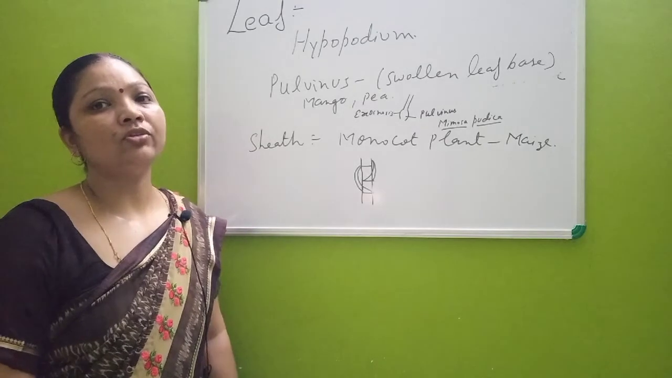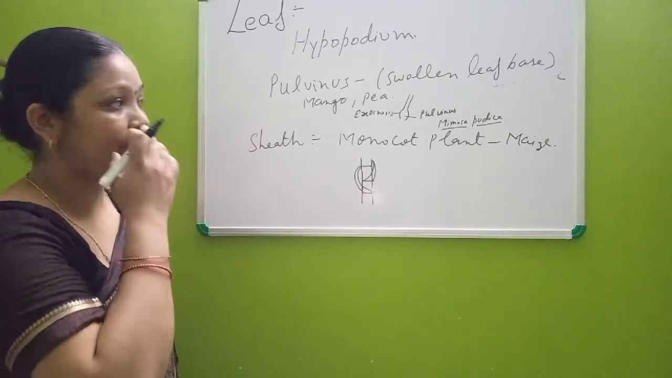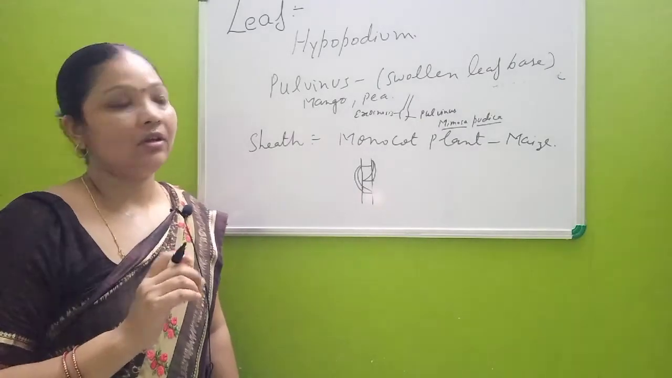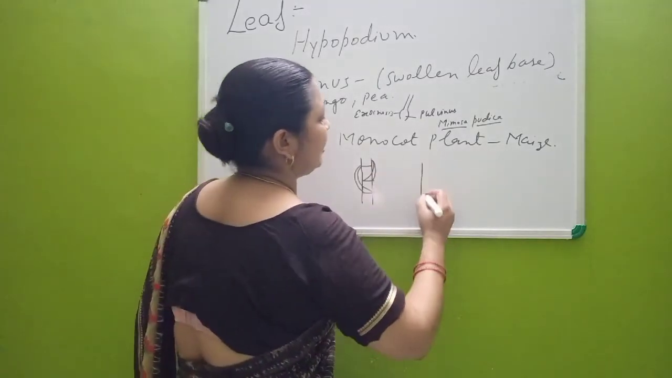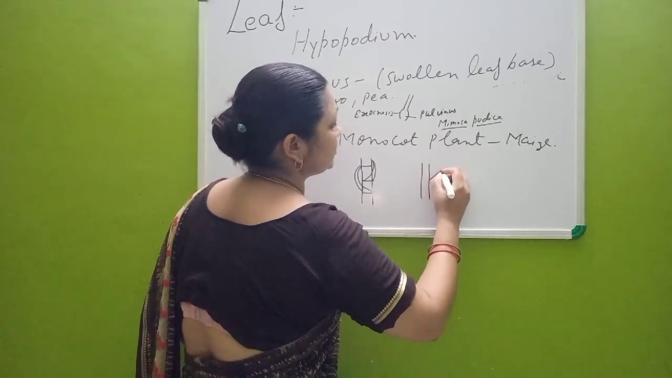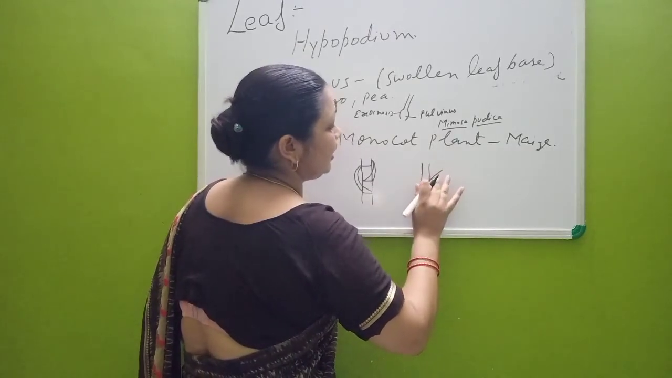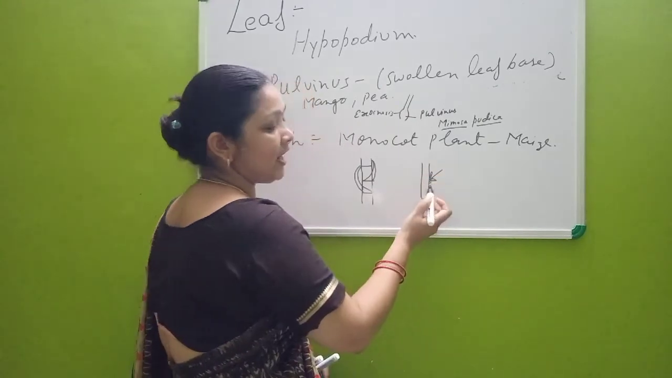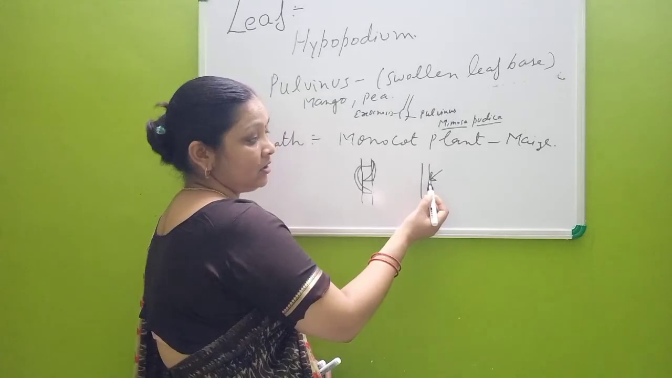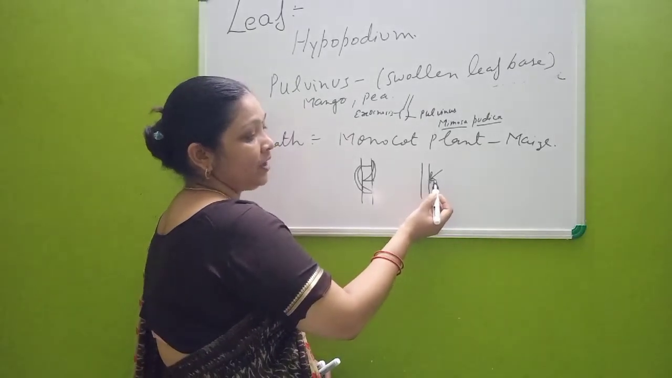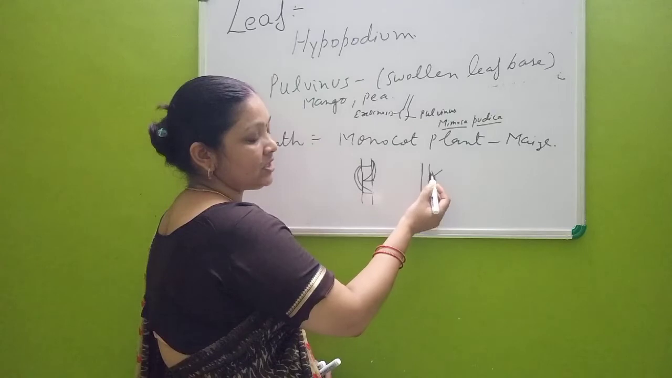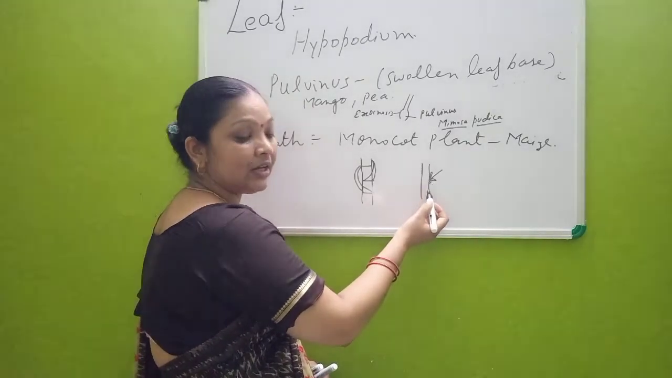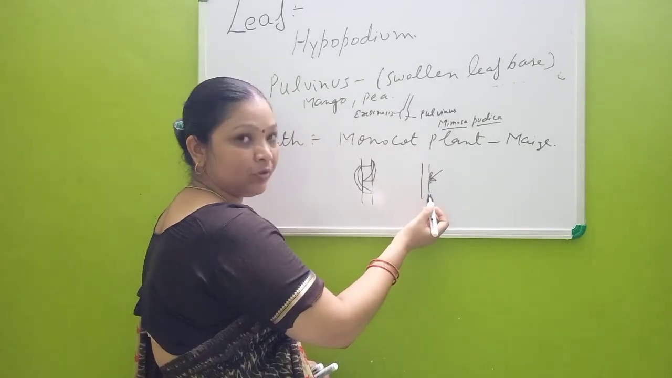Now next we're going to discuss one thing I have left out in the leaf, that is the stipule. Sorry, I left it out. Stipules are the two leafy structures that arise near the hypopodium. These are the two leafy structures that arise toward the hypopodium, and they are termed as stipules.